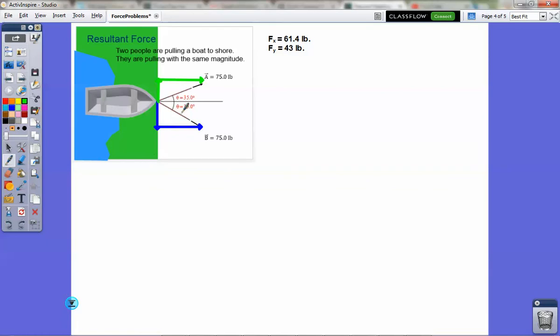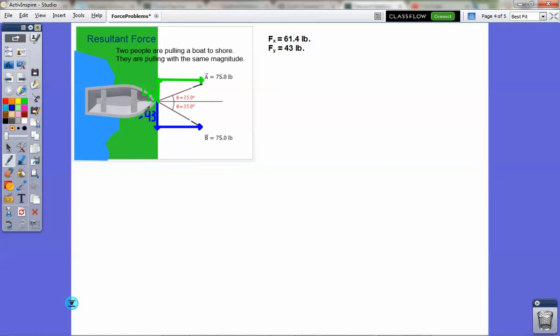Are they? No, they're not, right? This one's pointing up, this one's pointing down. So what's going to happen to those two? Well, here's a hint. This is 43 pounds here, pointing up, and this is 43 pounds here, pointing down. So what's 43 minus 43?